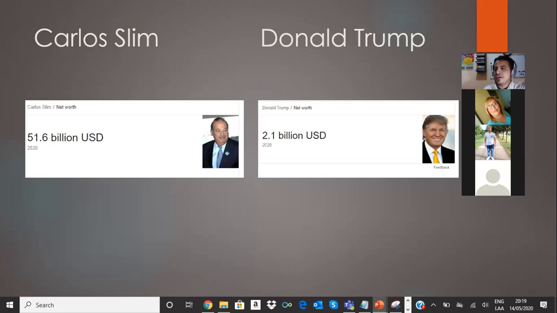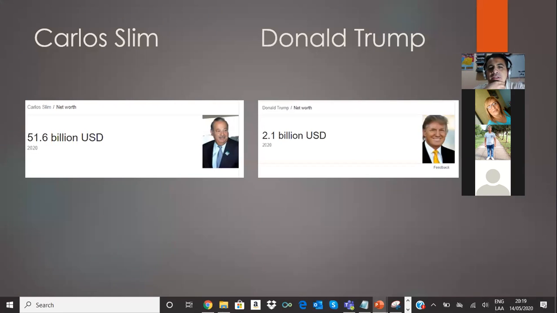Who do you think is more famous? Donald Trump is more famous than Carlos Slim. That is true, yes. I believe that, yes. What else? What else can you tell me?